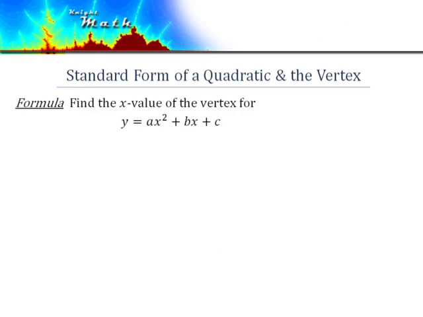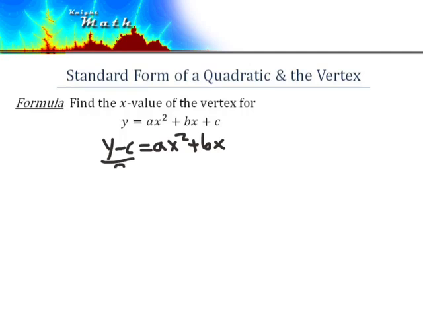In this video, we're going to take a look at finding the vertex of a quadratic equation of a parabola using standard form. So here we have an equation in standard form, y equals ax squared plus bx plus c. And let's try completing the square here. If we subtract c from both sides, we get y minus c equals ax squared plus bx.